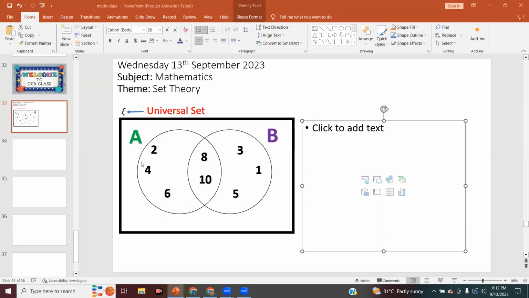All right, so Gianna, what are the elements in set B? 3, 1, 5, 8, and 10. Very good. And Dion, what are the elements in set B? 3, 1, 5, 8, 10. Very good. And how about set A? 2, 4, 6, 8, 10. Very good. So in set A we have 2, 4, 6, 8, and 10, and in set B we have 3, 1, 5, 8, and 10.